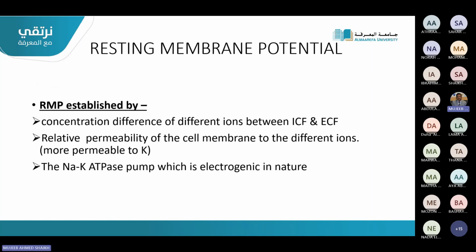So why is the resting membrane potential produced? Because of unequal distribution of ions, unequal permeability, and one important pump, the sodium potassium ATPase pump. Resting membrane potential is established because of three things: unequal concentration, unequal permeability, but the most important one is the sodium potassium ATPase pump. It is throwing 3 sodium out and taking 2 potassium in. Because of this, there is unequal distribution.